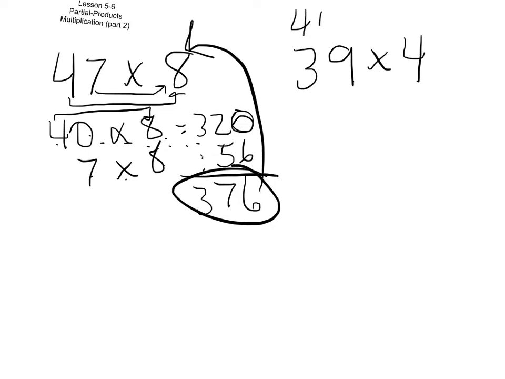39 is close to 40 and 4. So you get 4 times 4 is 16. Put the 0 back on. It's actually 160, so our answer should be close to 160.